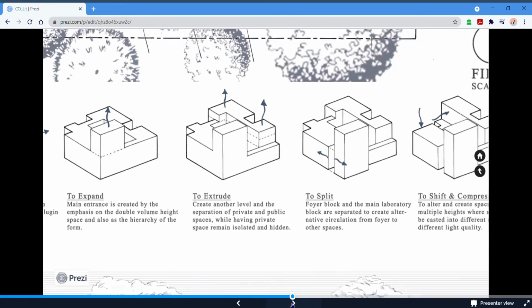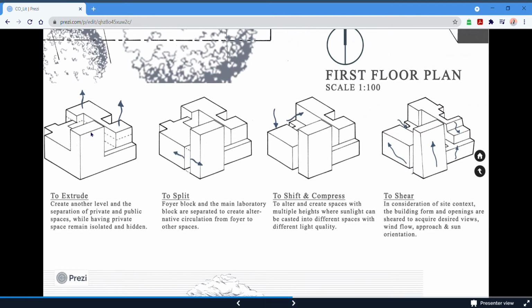Another level is created to differentiate between private and public space, and different spaces are either shifted or compressed to alter the spaces with multiple heights, so different light quality can be achieved in different spaces. And lastly, the building form and openings are shaped in consideration of the site context, to achieve certain desired views, the wind flow, the approach, or the sun orientation.